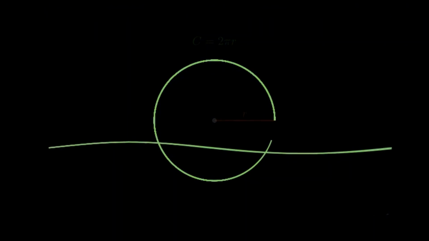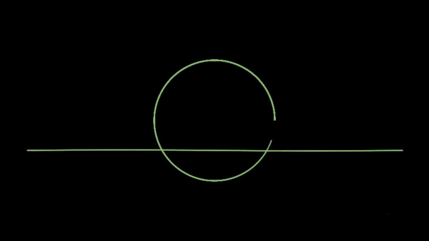But what does this formula actually mean? Where does this number pi come from? To understand this formula more intuitively, we can imagine cutting the circle at one point and unwrapping it into a straight line. The length of this line is exactly the same as the distance around the circle. This straight green line represents our unwrapped circumference. Its length equals 2 pi times the radius.